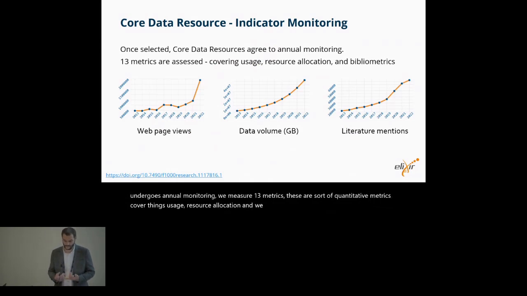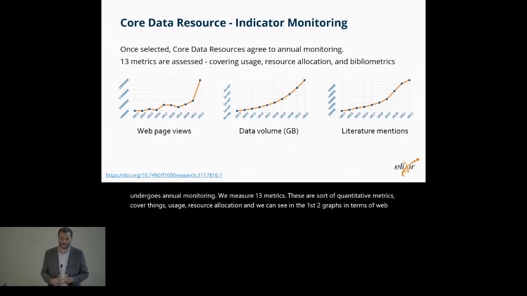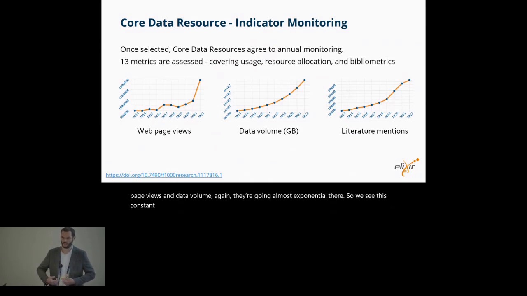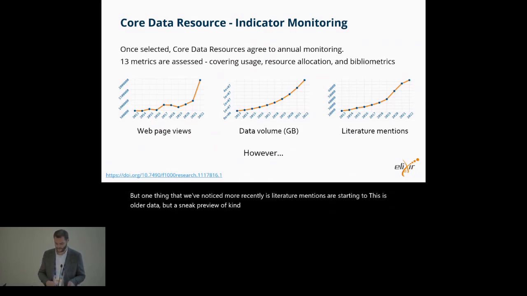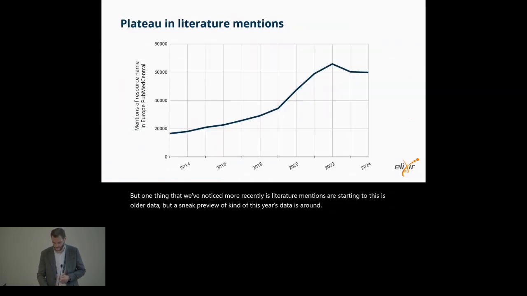You can see in the first 2 graphs, in terms of web page views and data volume, they're going almost exponential. So we see this constant increase in what's in our resources, the amount of data they have, and the amount of users. But one thing that we've noticed more recently is that literature mentions are starting to plateau. This is older data, but a sneak preview of this year's data, skipping to the next slide, is a plateau in literature mentions.